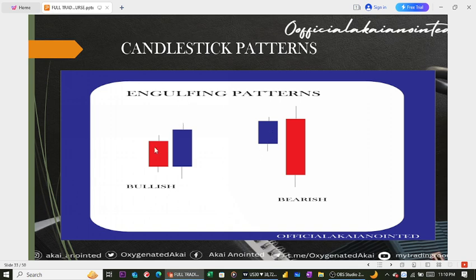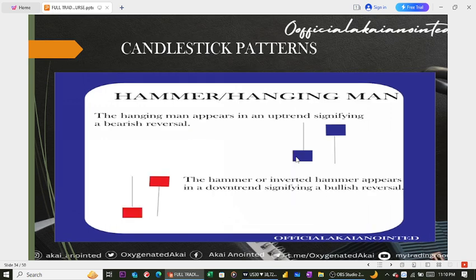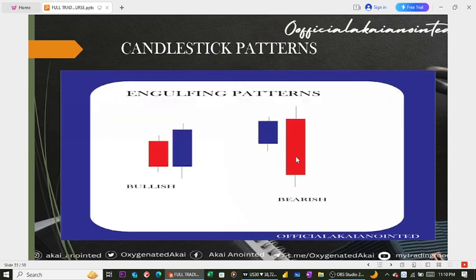So this is the same thing in a bullish trend. In the change of trend, when it's changing to bullish, this is what you see. When it's changing to bearish, this is what you see. When the bearish candlestick covers the bullish candlestick, it's an engulfing pattern. Don't forget, you look out for all these patterns in key zones.